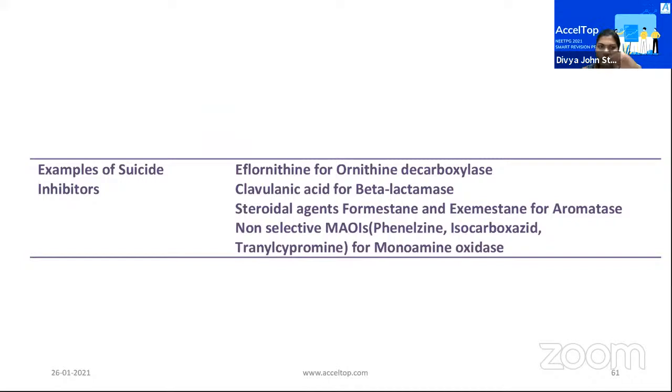Examples of suicide inhibitors: you have eflornithine for ornithine decarboxylase, clavulanic acid or beta-lactamase inhibitors for beta-lactamase, steroidal agents like formestane and exemestane for aromatase enzyme, and non-selective monoamine oxidase inhibitors like phenelzine, isocarboxazid, tranylcypromine, which act as suicide inhibitors for monoamine oxidase. So this is the list of suicide inhibitors.